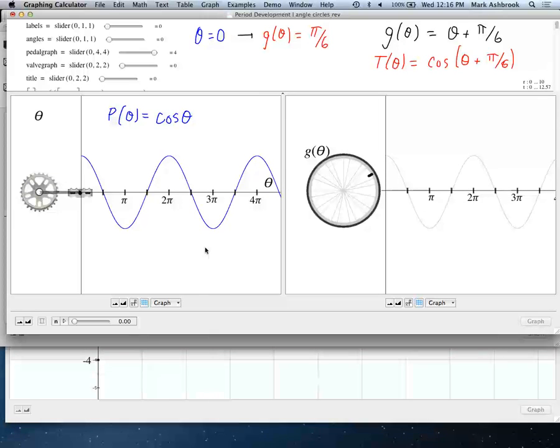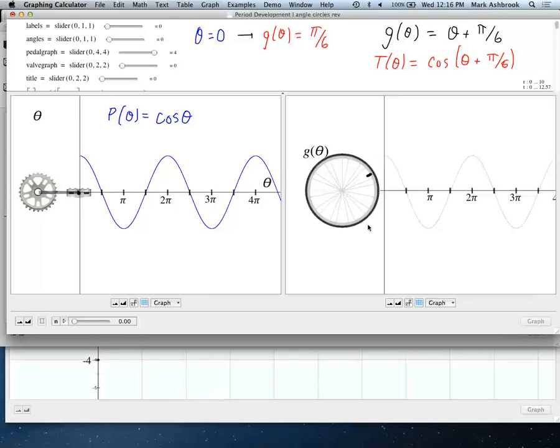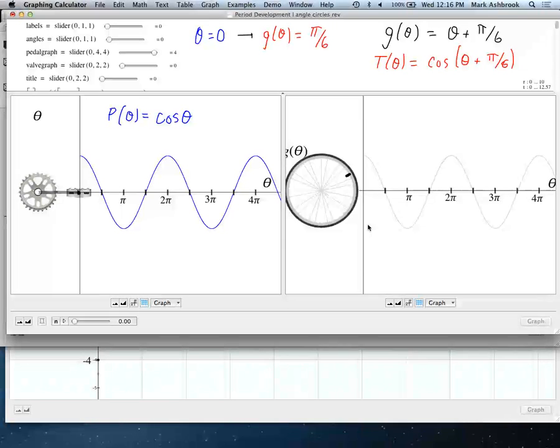Okay, so there's our pedal graph. How is the T graph, the valve graph, going to compare to this one? Is it ahead or behind? It's ahead. So for increasing theta, if it's ahead or starting before, then where's its graph going to be? It's going to start earlier, right? It's ahead of it. It's before.